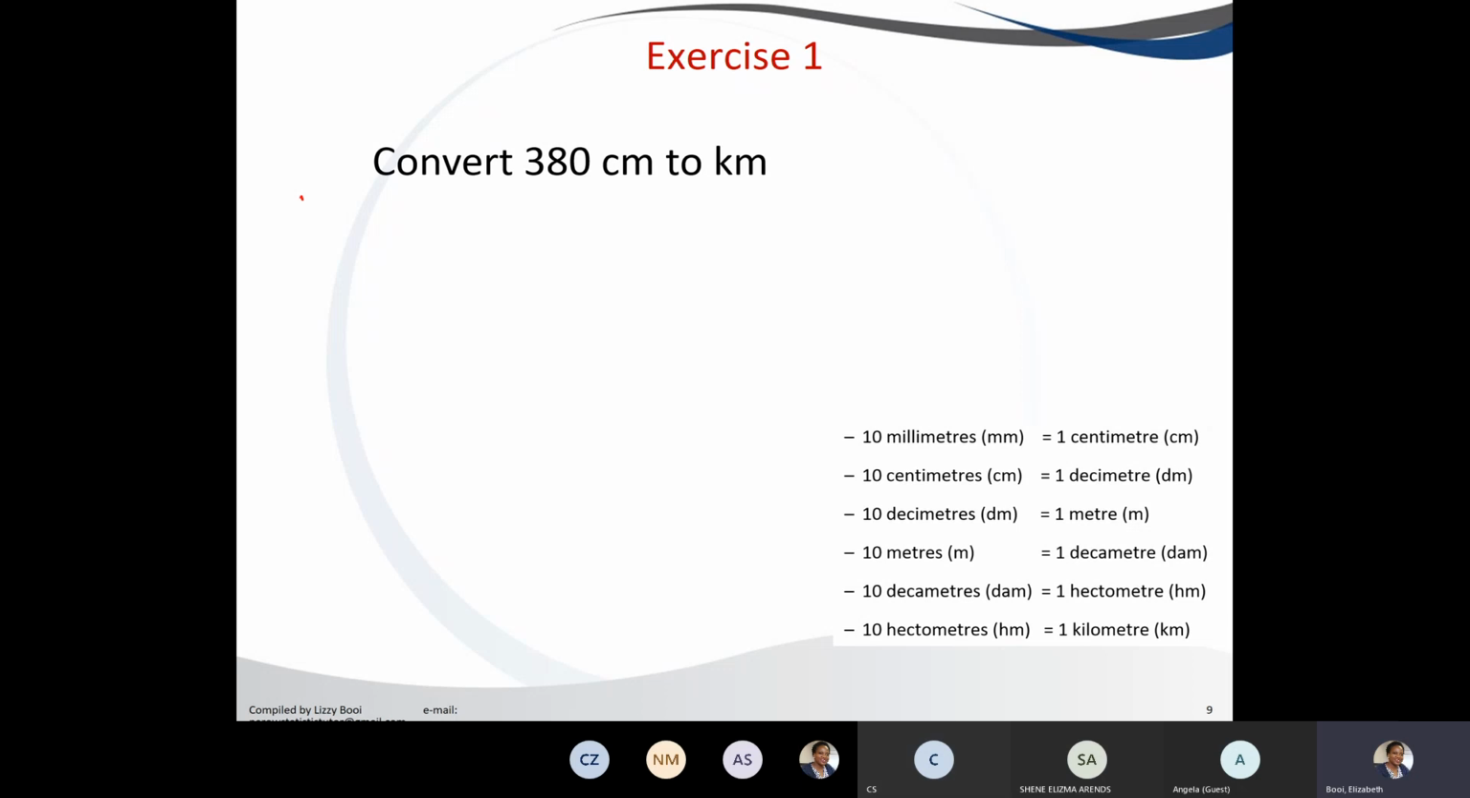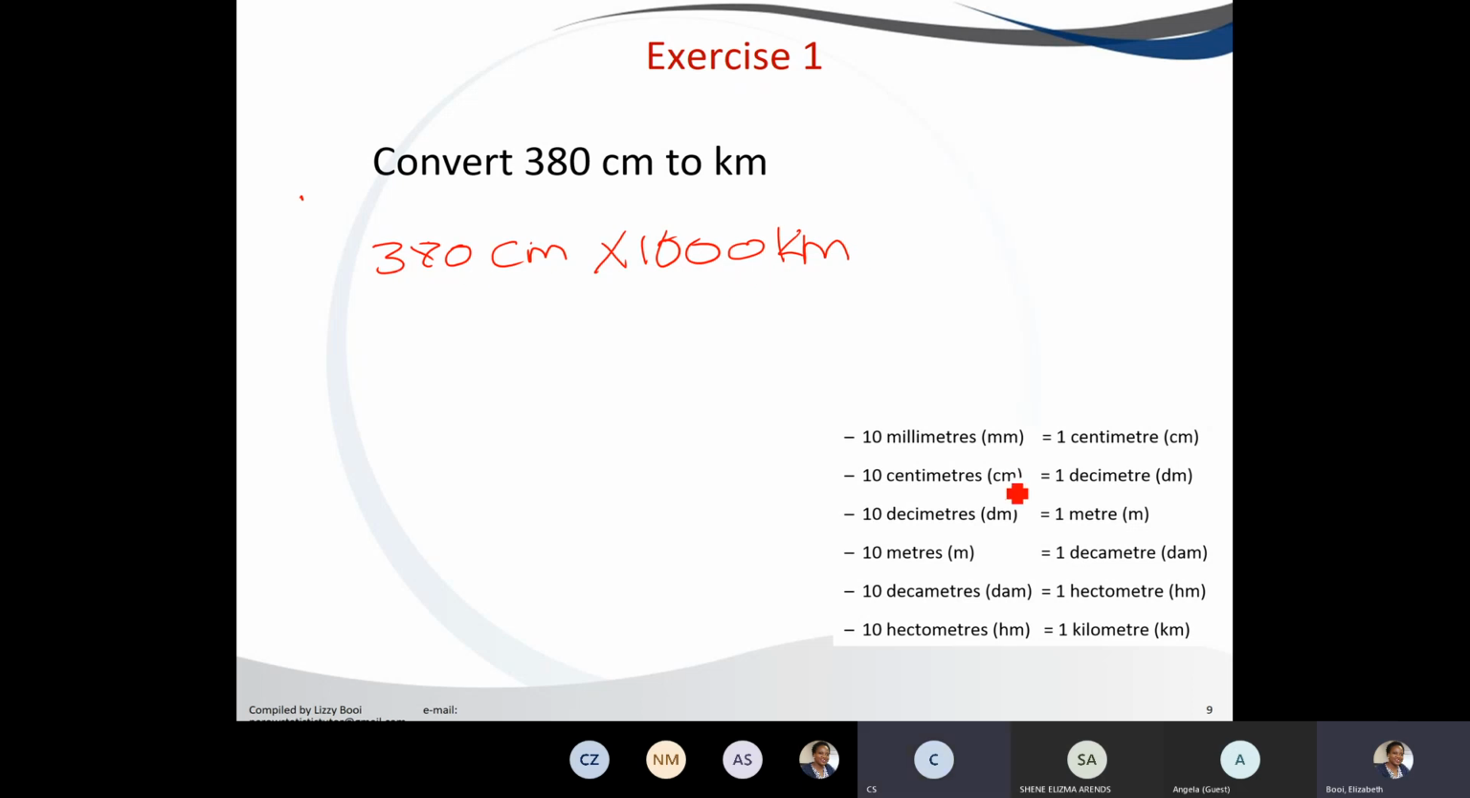Yes, do you want to take a stab at it? Yeah, I'm going to try. I didn't use any of your methods, really. I took 380 centimeters and I just multiplied it by 1,000, because centimeter to meter is times 100, so to kilometer it would be 1,000. So you said you multiplied by 1,000 to get kilometers.